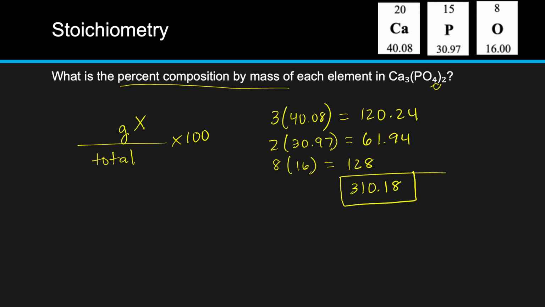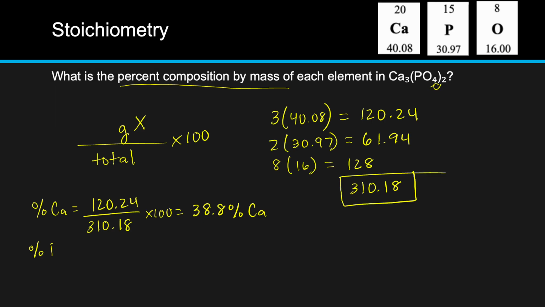So first let's start with our percentage of calcium. I want my grams of calcium, which is 120.24, divided by my total mass of 310.18 times 100. That's going to be 38.8% calcium. And in a question like this, if it's not telling you what sig figs to use, the default sig fig is 3.